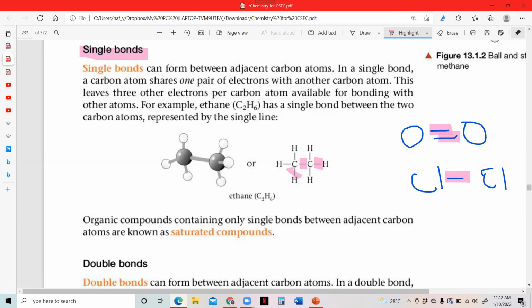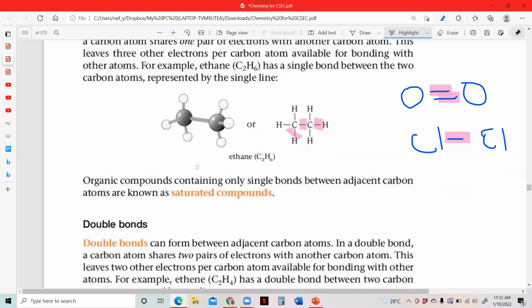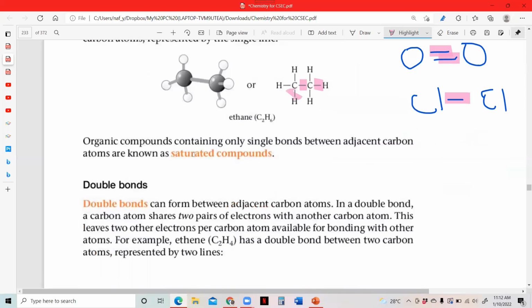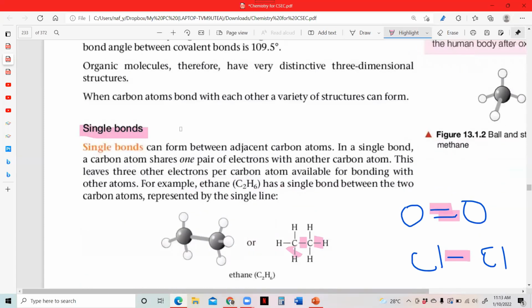Joining. So carbon can form compounds that have single bonds, whether between the carbon atoms, or between a carbon and a hydrogen, or a carbon and another atom, all right? These single bond compounds are known as saturated compounds. So let's do some reading.